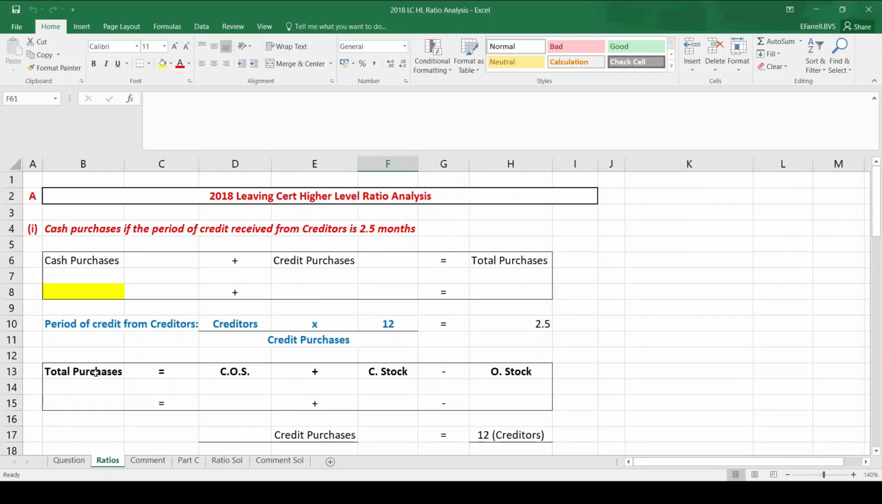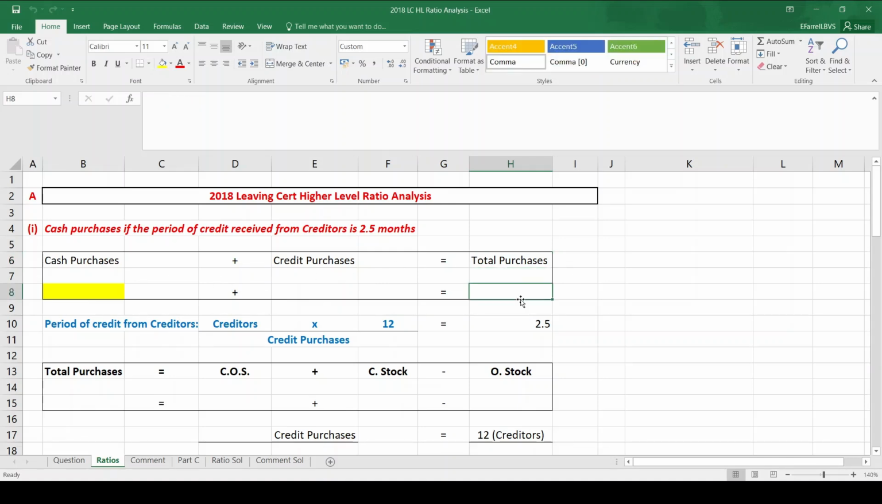So the first ratio asks us to work out cash purchases if the period of credit received from creditors is 2.5 months. Well, I usually start off by saying that cash purchases, which is stuff you buy for cash straight away and pay for immediately, plus credit purchases, which is things you buy on credit and pay for at a later date, make up the total purchases. This question can be asked about sales similarly, and again we do the same thing, cash sales plus credit sales equals total sales.